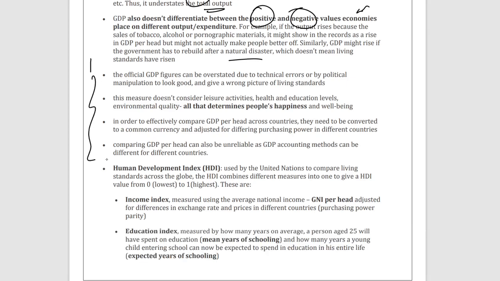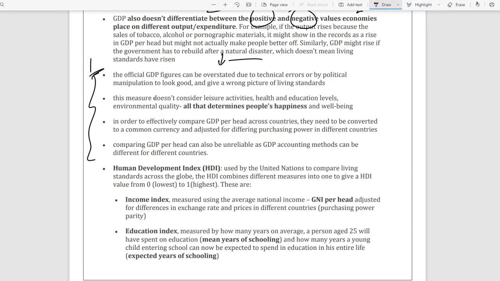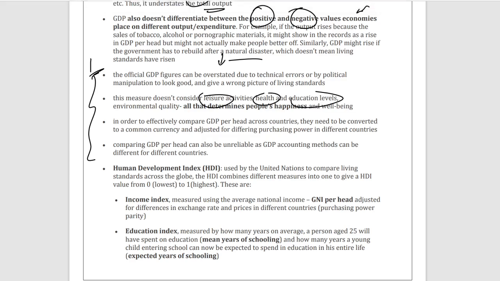Some other small factors, sorry, small disadvantages, is that official GDP can be overstated because of technical errors. Of course, that is usually there because when you're calculating GDP, there can be some errors. Next thing you can say is that what determines people's happiness and well-being is not considered, because GDP does not consider leisure activities, health, education levels, but instead it will consider just output in general, every output, even demerit goods. But that doesn't mean people are happy, right? So that's not that effective.